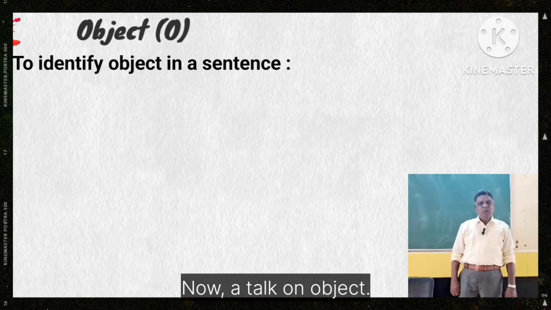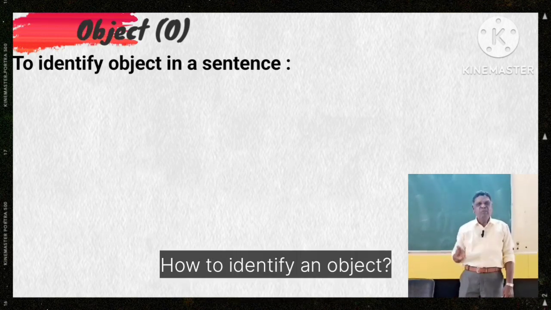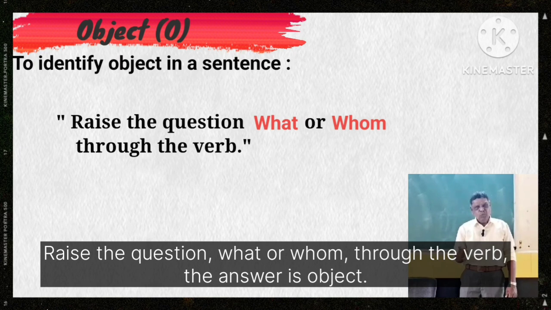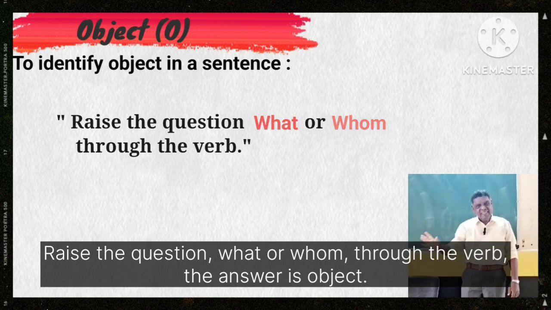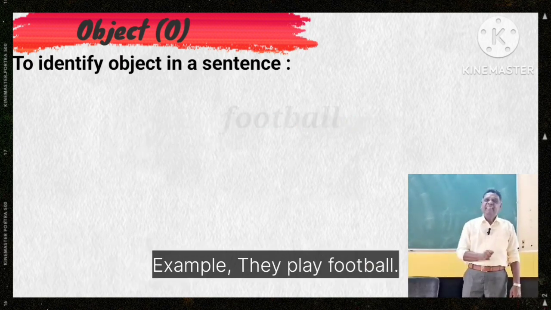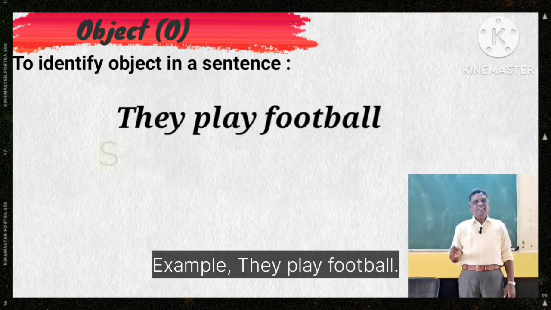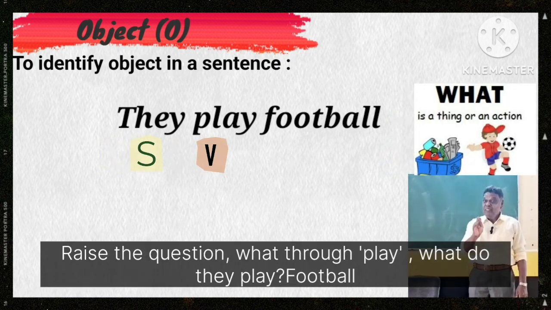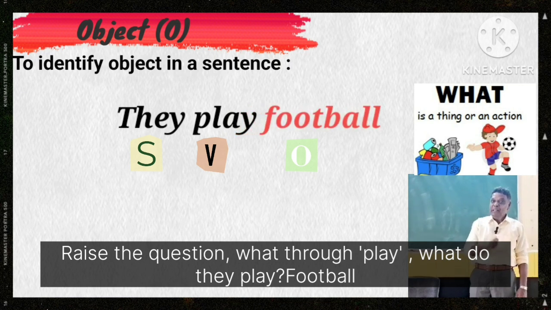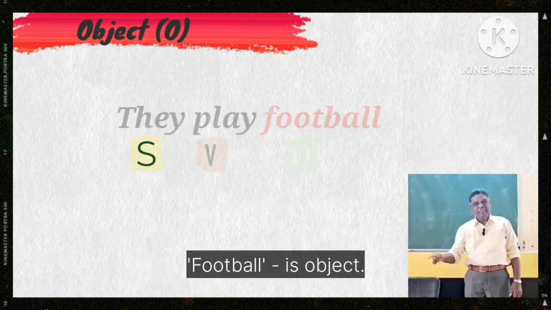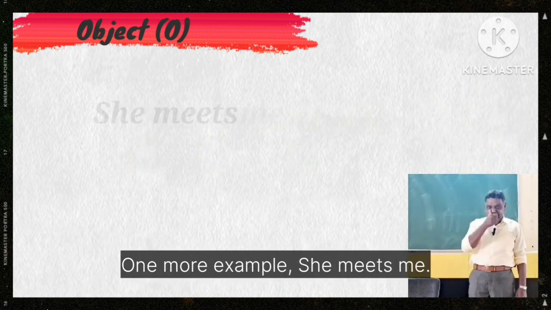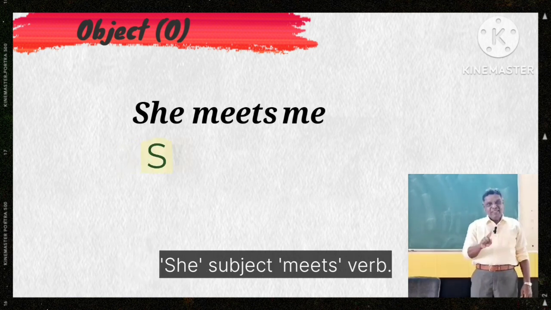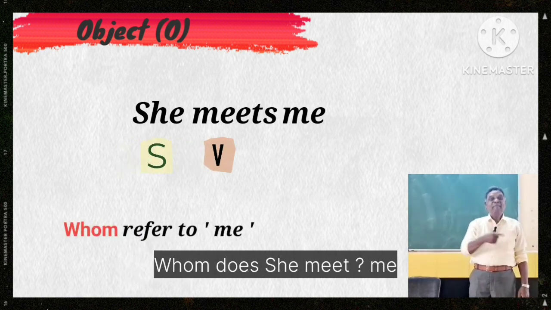Now a talk on object. How to identify an object? Very easy. Raise the question what or whom through the verb. The answer is object. Example, they play football. They, subject, play, verb. Raise the question what through play. What do they play? Football. It is object. One more example. She meets me. She, subject, meets, verb. Whom does she meet? Me.